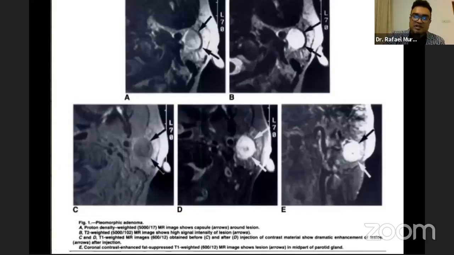This is also another case of pleomorphic adenoma. We can see a very large, bright tumor in the coronal T2 weighted image. And there is a proton density weighted image. It shows a capsule around the lesion. And B is the T2 weighted image. It shows high signal intensity of the lesion. Next slide, please, sir.